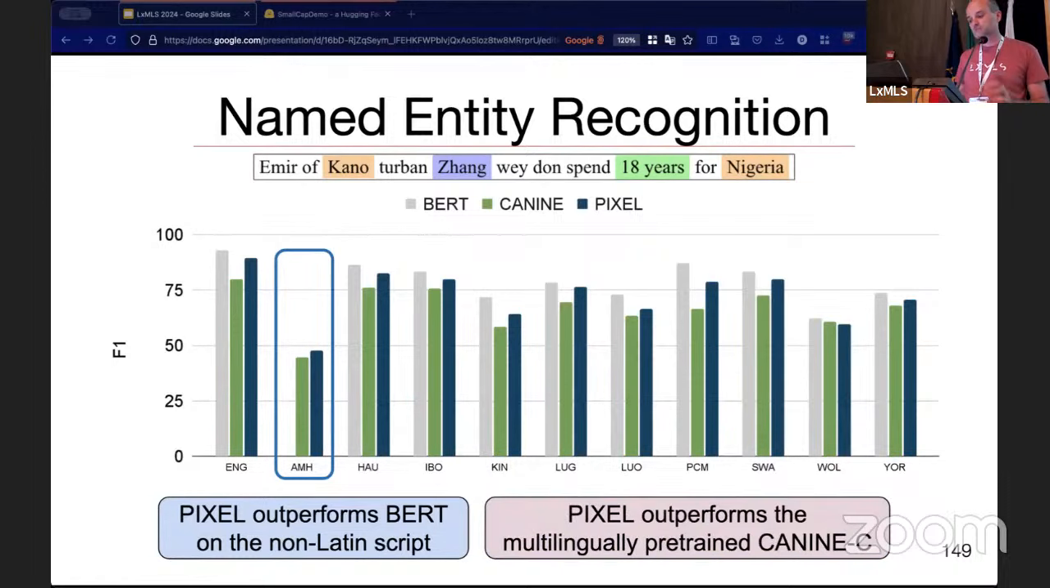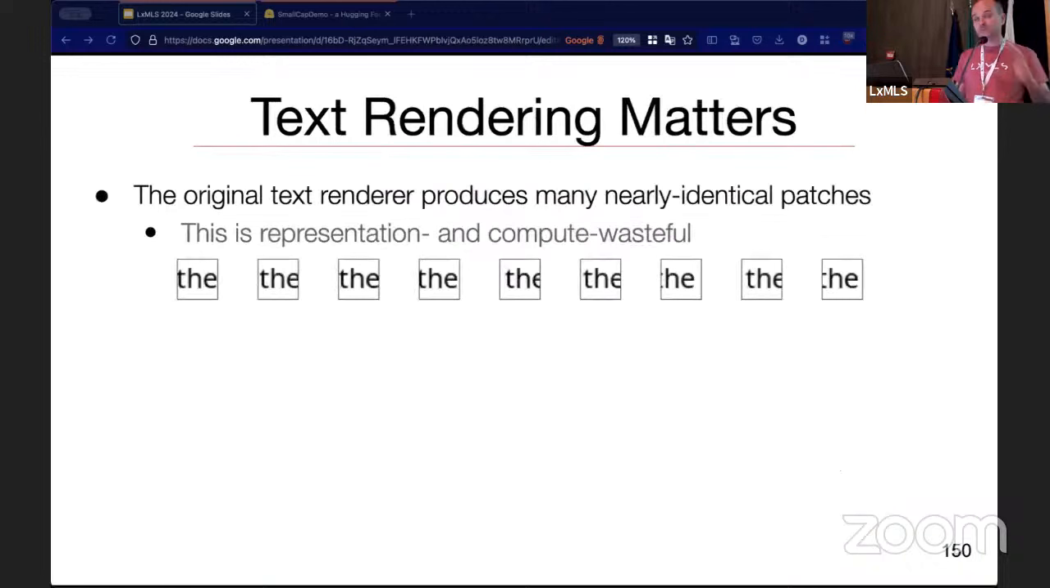And this is pretty much the same story across almost all of the different languages here. Trained on less data, trained with fewer parameters, but performing slightly better. And then after we finished working on this project, we realized we did it all wrong. So text rendering is crucially important when you're trying to learn from visual representations. And our original text renderer was dreadful.